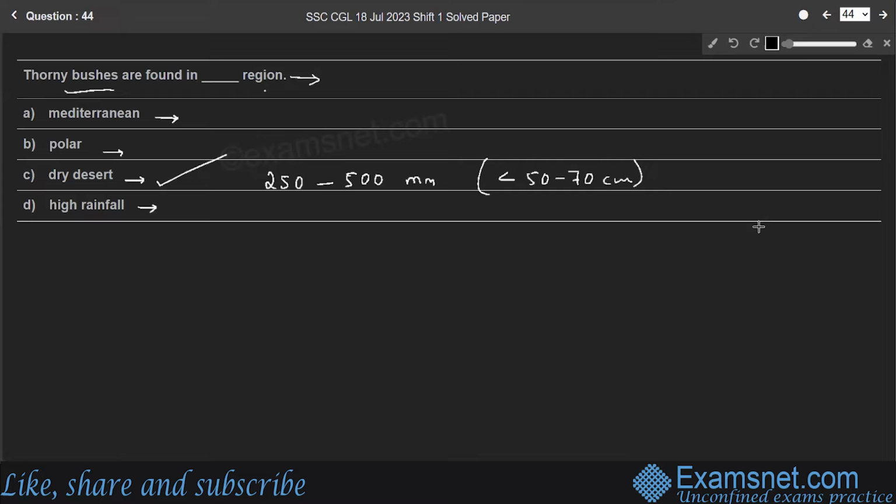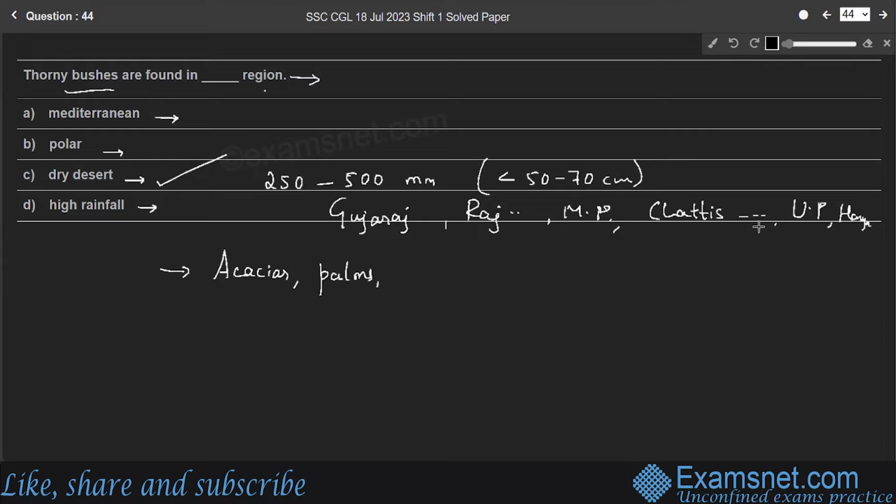These thorny forests are found in semi-arid areas like Gujarat, Rajasthan, Madhya Pradesh, Chhattisgarh, Uttar Pradesh and Haryana. The main plants are acacias, palms, euphorbias, and cacti. These are the main plants found in these forests.